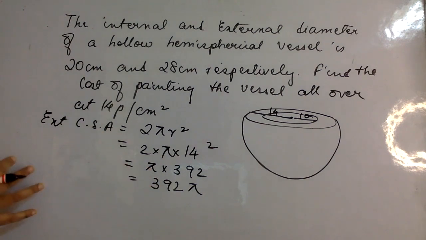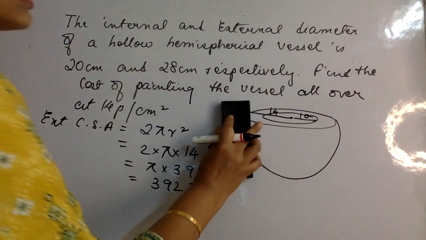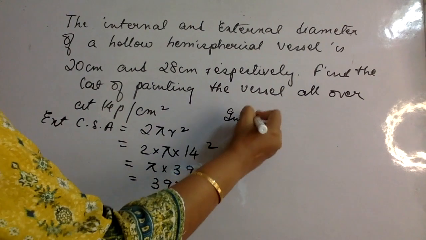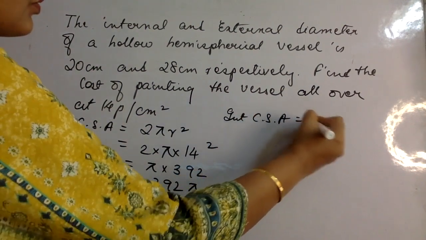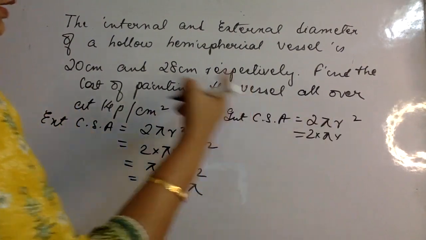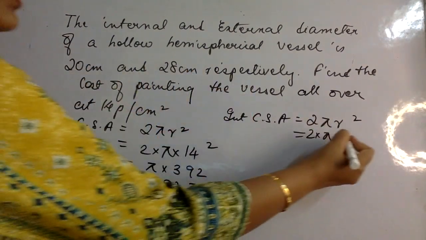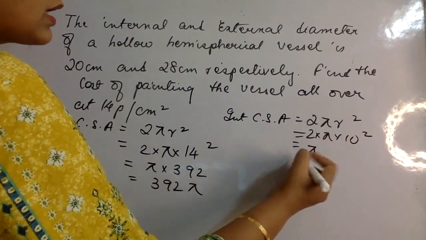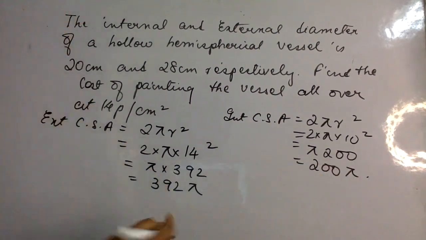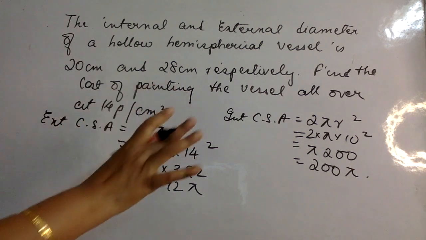Now coming to the second part of it, we need to find the internal curved surface area. How do we find the internal curved surface area? So in order to do that, internal CSA, that is again one more 2 pi r square, but then it is the internal radius we are going to take. 2 into pi, this time the radius is 10. So it is 10 square, which is pi and 200, right? Which is 200 pi. Okay, so it's 200 pi. And we are going to leave the sum over there.